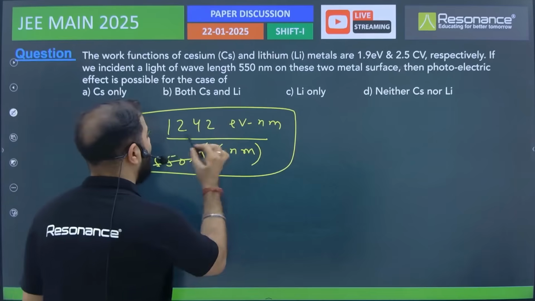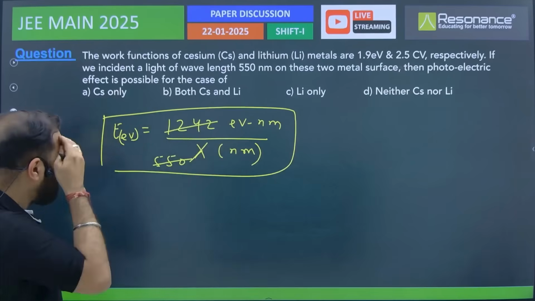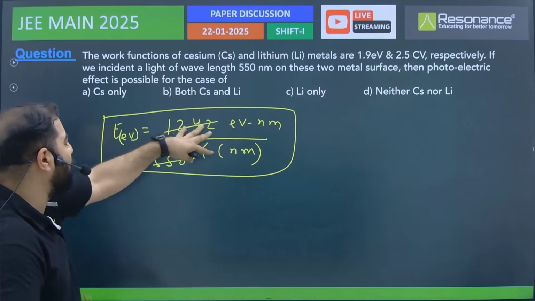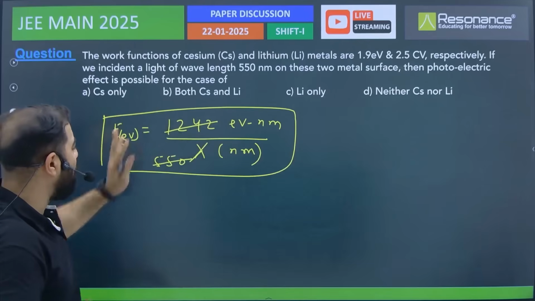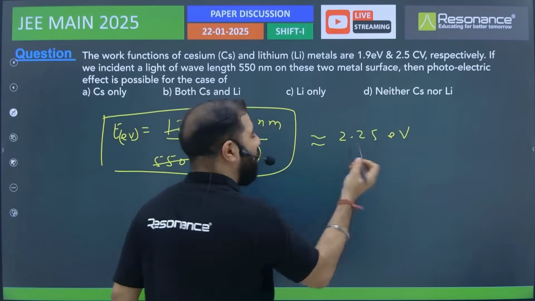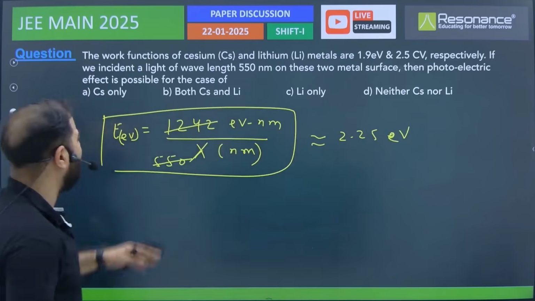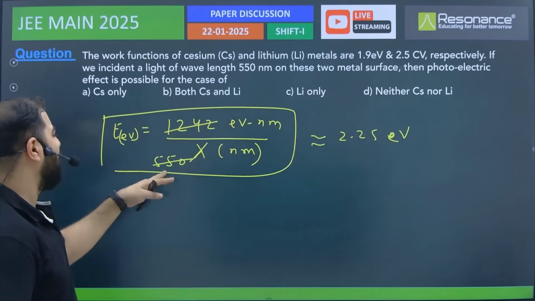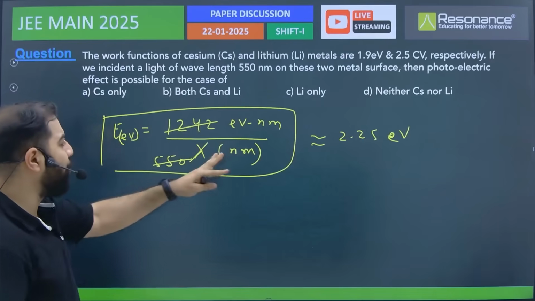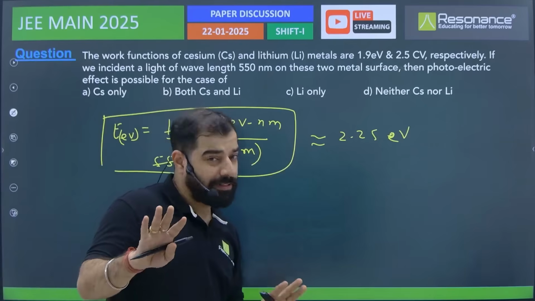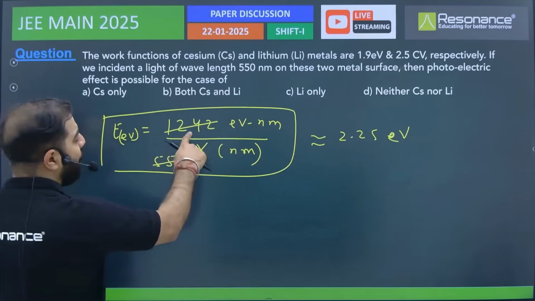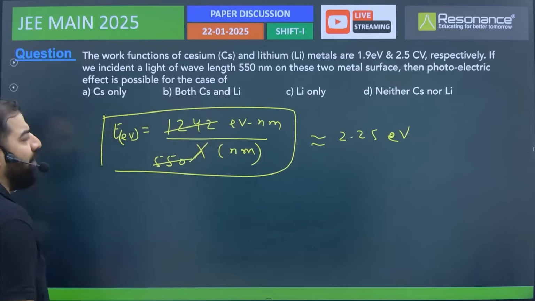Now I'm not going to solve it exactly, but I can tell you roughly this value. Since it's 550 and 1200, not even 50, this value must be around 2.25 electron volt. Approximately, I'm saying, roughly. It will be around 2.25, 2.3, not 2.5, but less than 2.5, that's for sure. Many people take the value as 1240 also, so we can have the data shifting a little bit here.